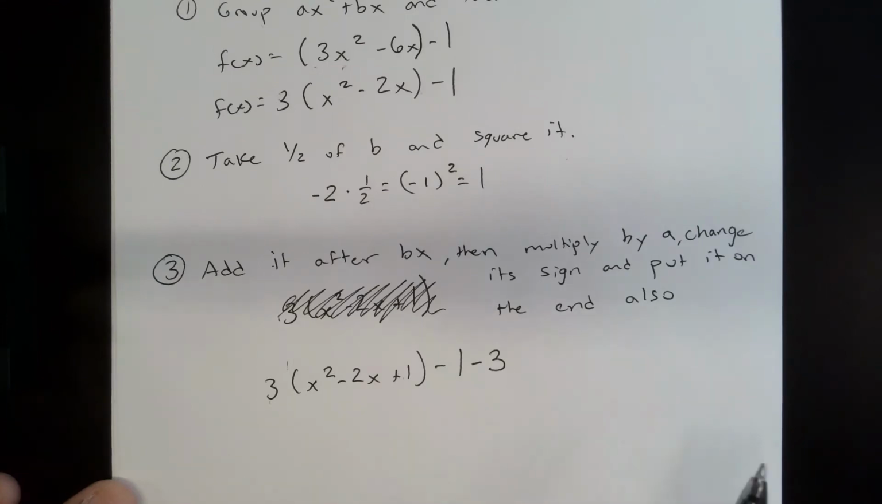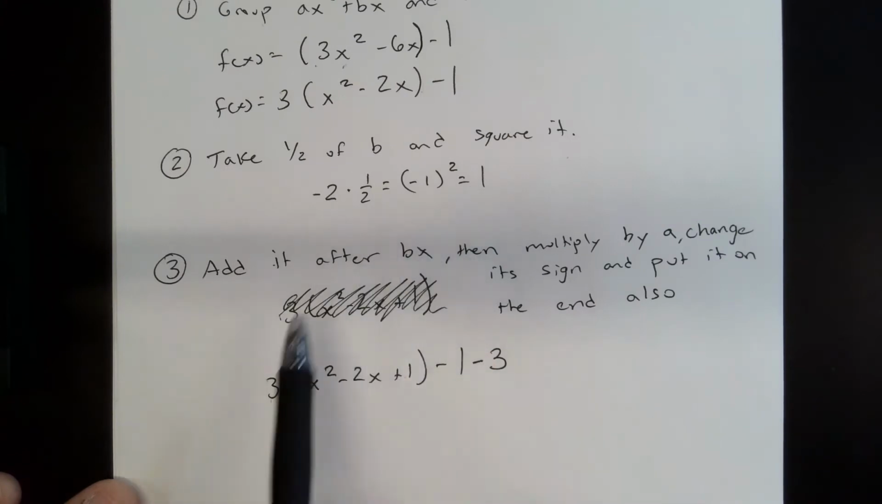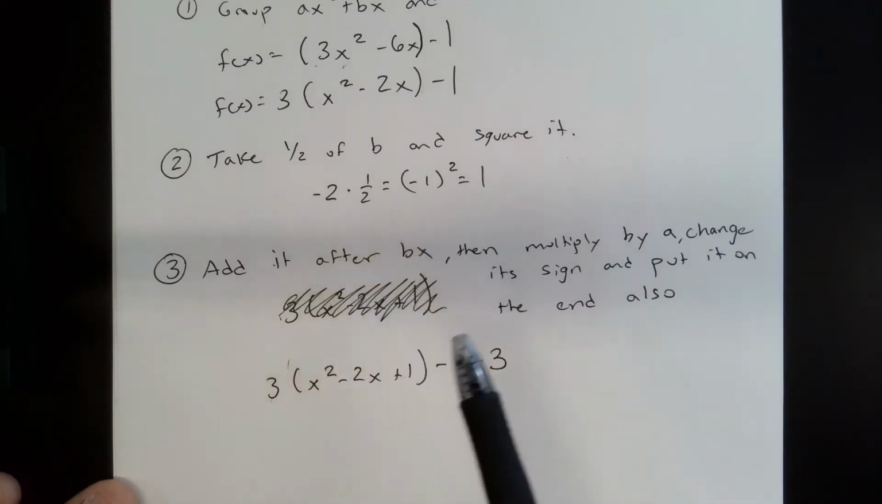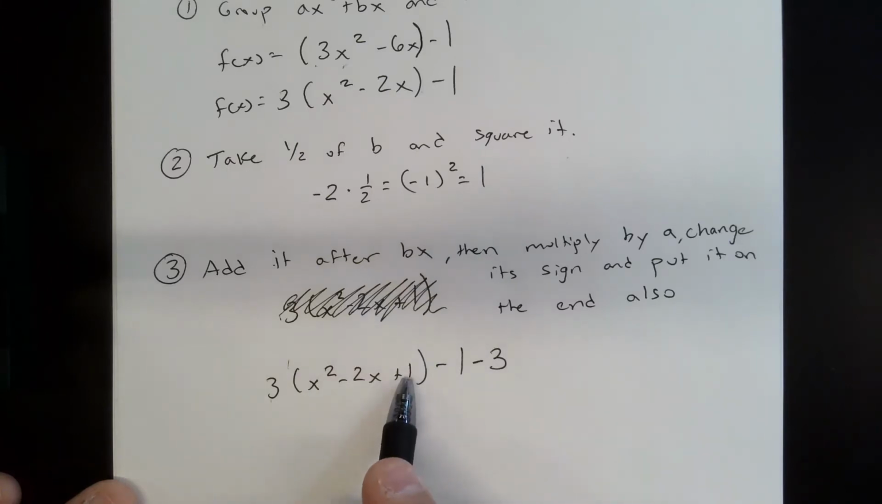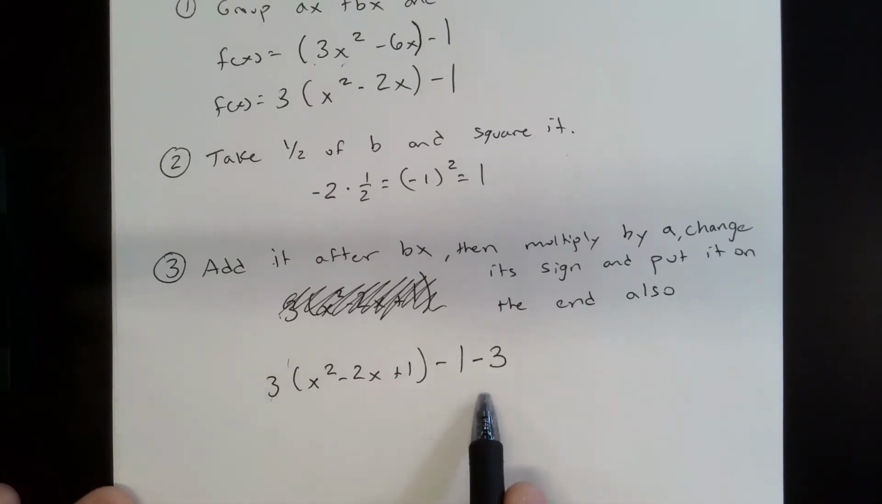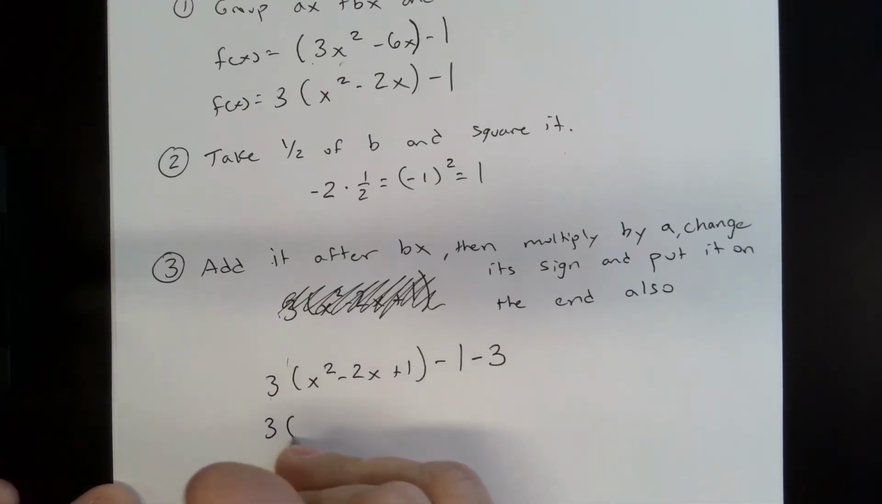So, if on step number 2 it was -10 times one half, we would get 25, and you'd have a 25 here. You would go 25 times 3, which gives you 75, and then you change the sign, which is -75. Okay. So now this is going to reduce down to here.